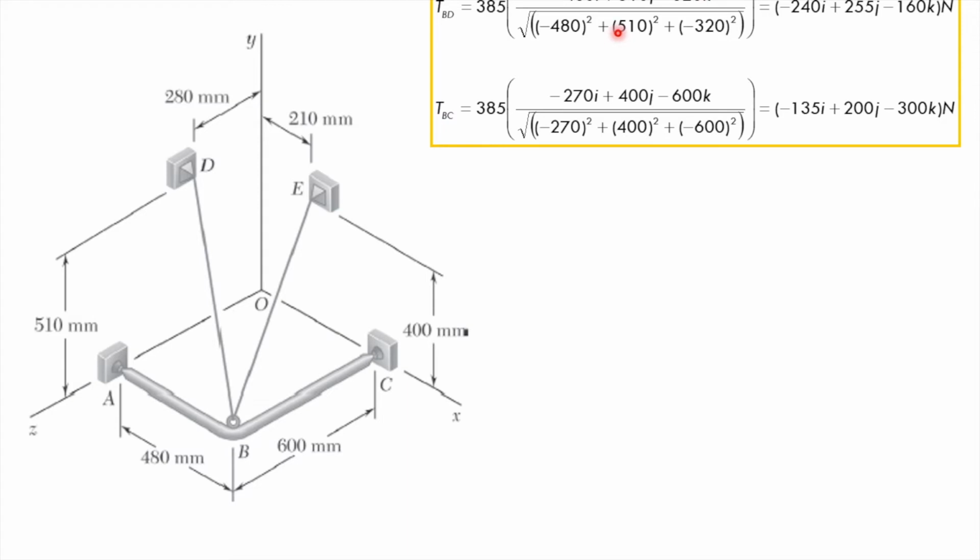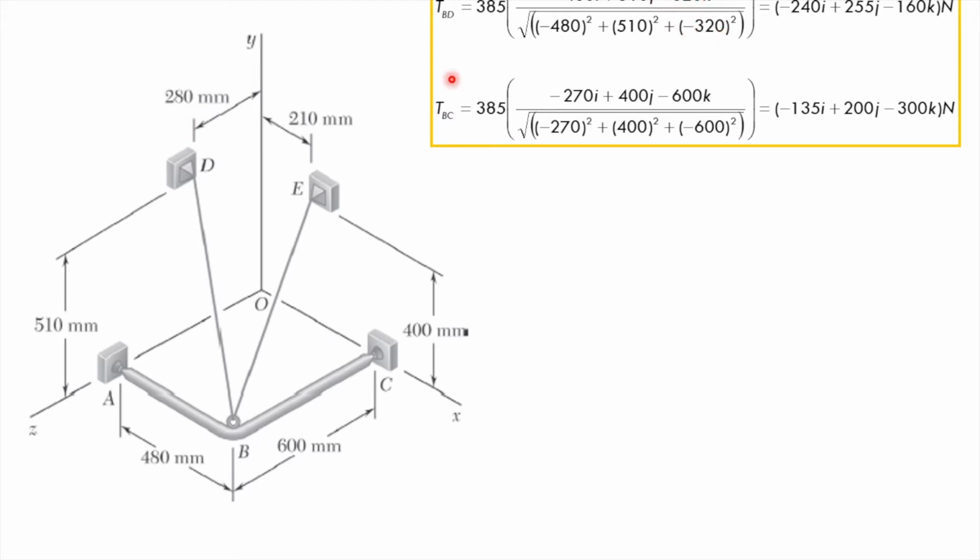Here the negative 180 is because of the x-axis direction. Here the x-axis is positive, here is negative, so negative 480, and then plus 510. Okay, j is the y component, so this 510 is positive. Then negative 320k. Negative 320 is for the z-axis. That means this 600 minus 280, so you will get negative 320.